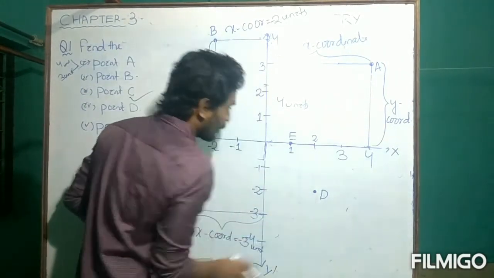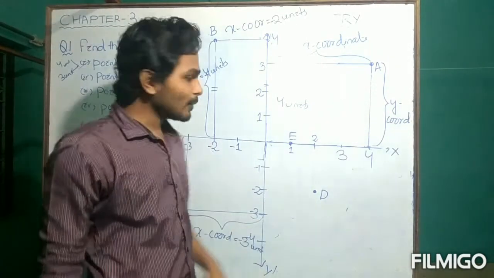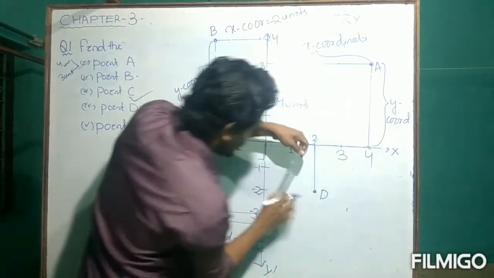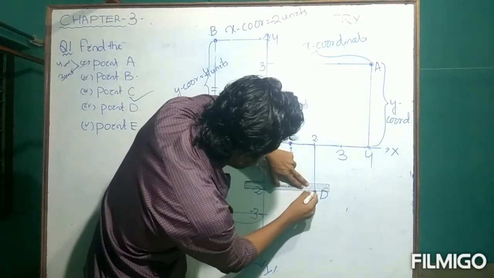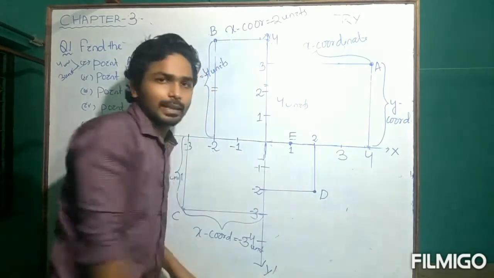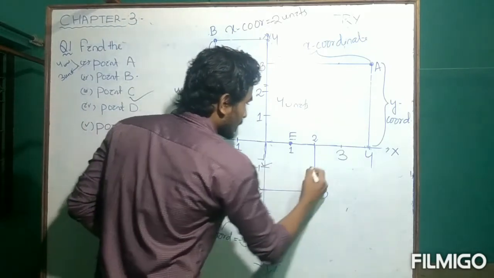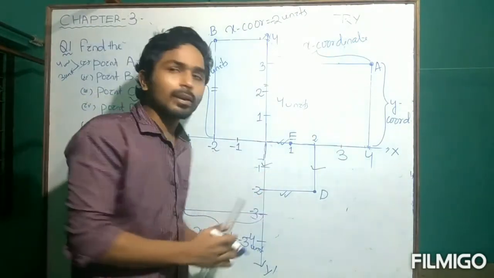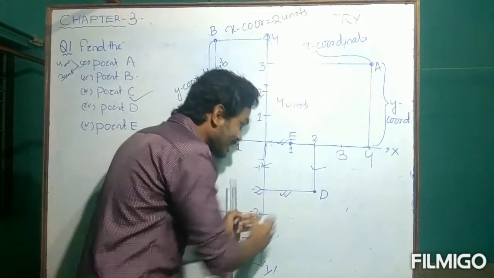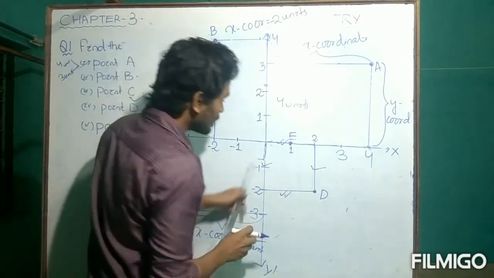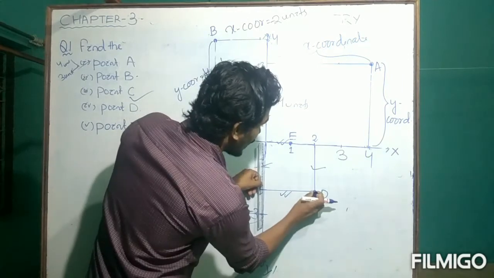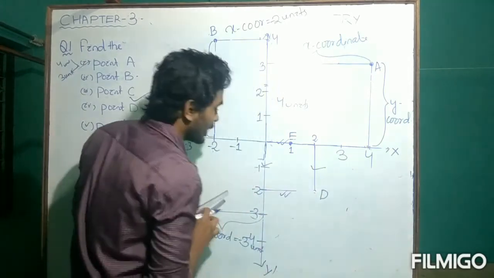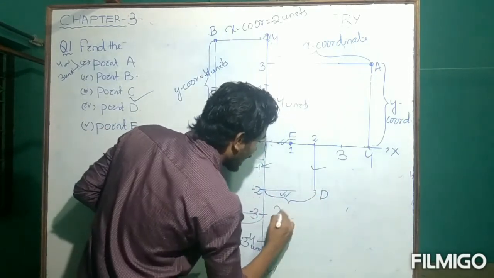Coming to question number 4, where we have to find the x and y coordinates of D. Draw the perpendiculars first. These are the two perpendiculars, so that it will make a rectangle. Clear? This distance is equal to this distance and this distance is equal to this distance. Now we have to find the x coordinate, that means the perpendicular distance from the y-axis to the point. This is your y-axis, this is your point. This is its perpendicular distance, so this is your x coordinate.